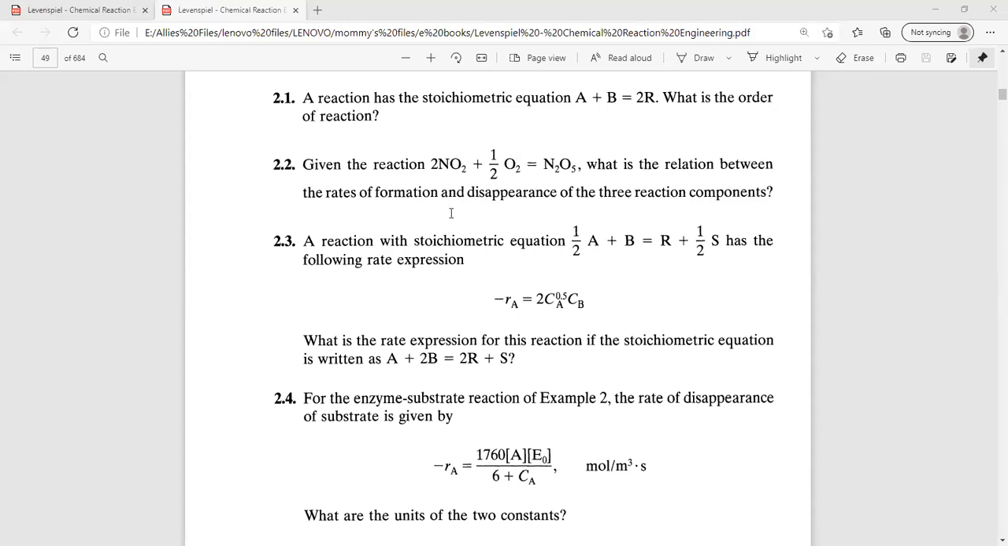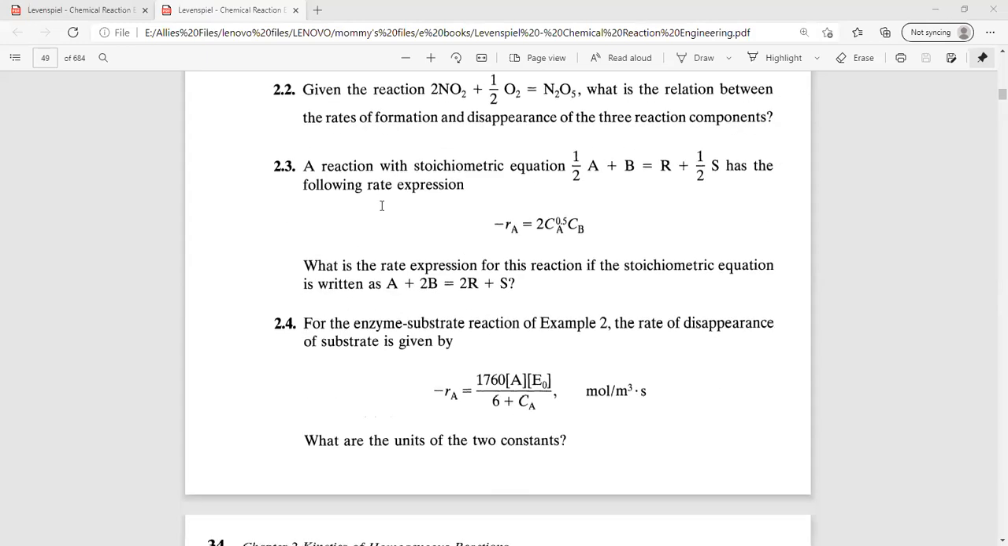Now, we go to 2.2. Given the reaction 2 moles of nitrogen dioxide reacting with a half mole of oxygen, forming 1 mole of dinitrogen pentoxide, what is the relationship between the rates of formation and disappearance of the 3 reaction components?